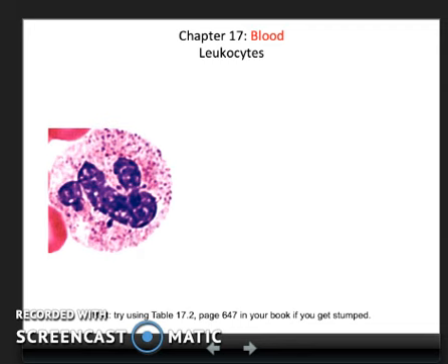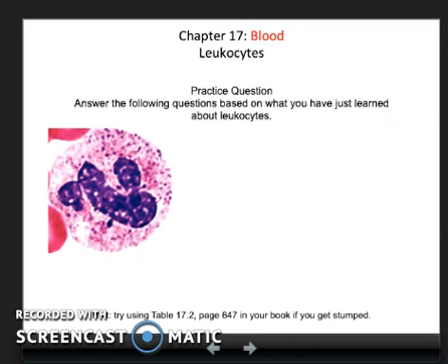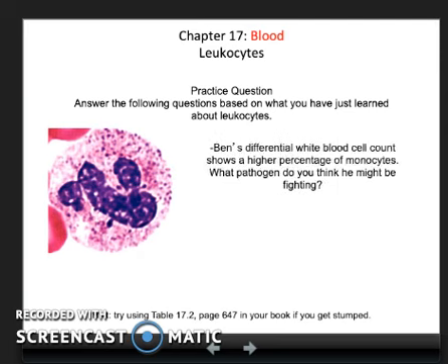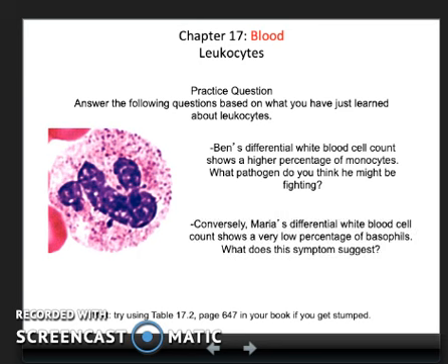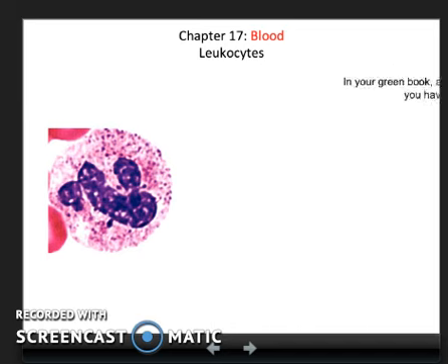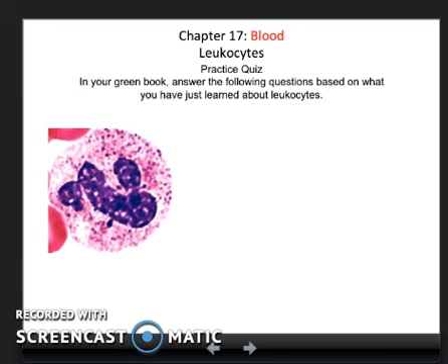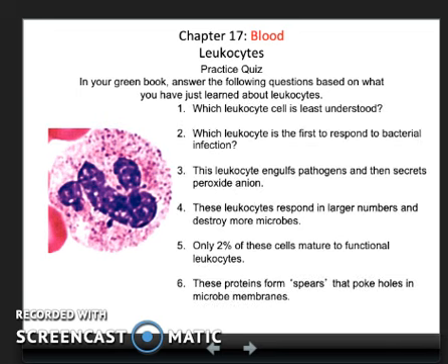Okay, so let's try a practice question. Answer the following questions based on what you have just learned about leukocytes. Ben's differential white blood cell count shows a higher percentage of monocytes. What pathogen do you think he might be fighting? That's question 1. Question 2 is conversely, Maria's differential white blood cell count shows a very low percentage of basophils. What does this symptom suggest? So there's 2 questions there. Stop the video, practice those. And then, I say this in your green book, but just practice these.